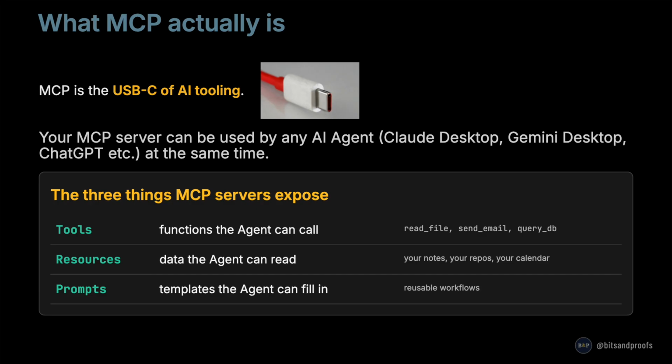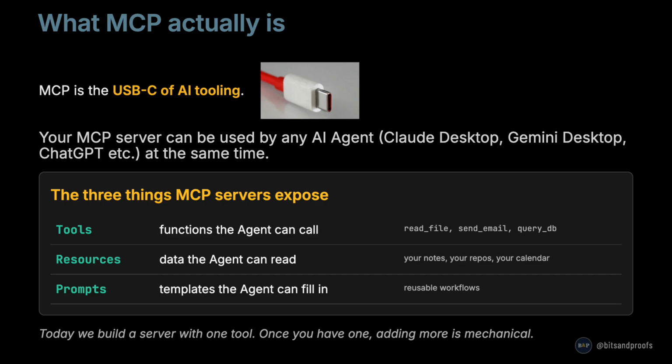Every MCP server can expose three kinds of things: tools, functions that the model can call, resources, data that the model can read, and prompts, reusable templates the model can fill in. Today we focus on tools because tools are where most of the value is, and they are the easiest to demonstrate. Once you understand one tool, adding more is the same pattern repeated. So let's build the first one.